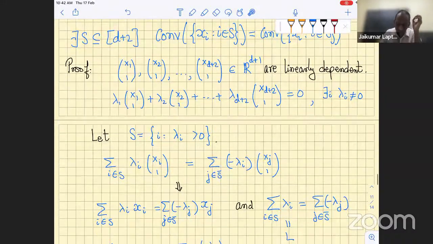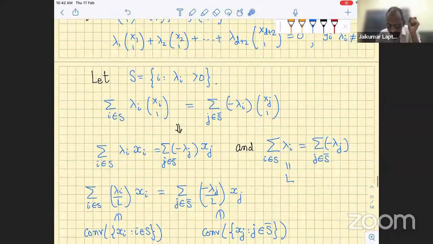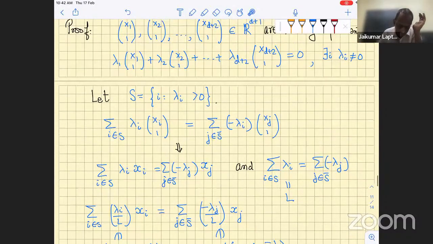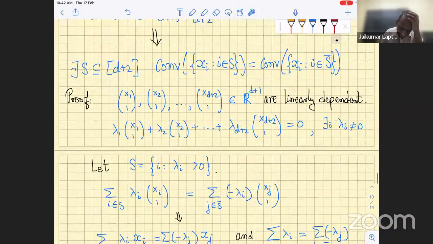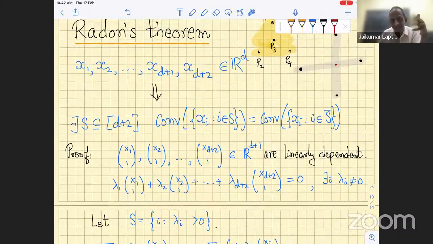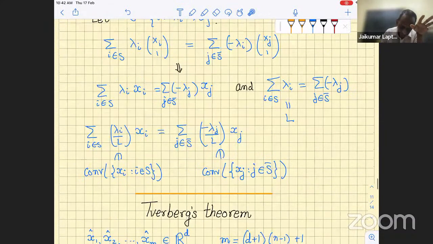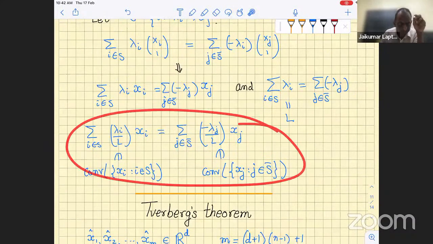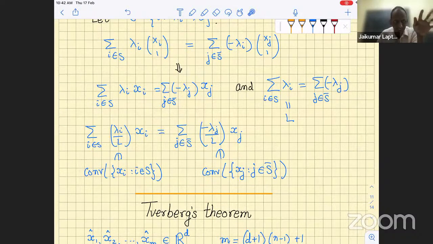Sorry, I did it a little fast. Idea? Go one dimension up. You still have more variables than equations. You are in D+2. You have D+2 positions, whereas you are in D+1 dimensional space. And then you convert this linear dependence into what you want. Okay. Do it yourself.